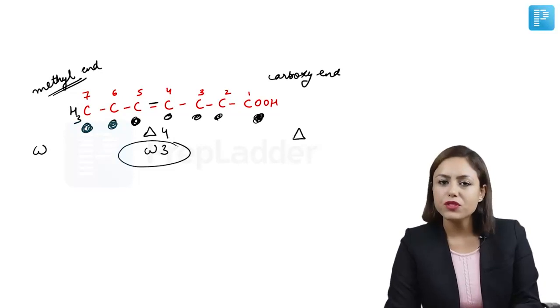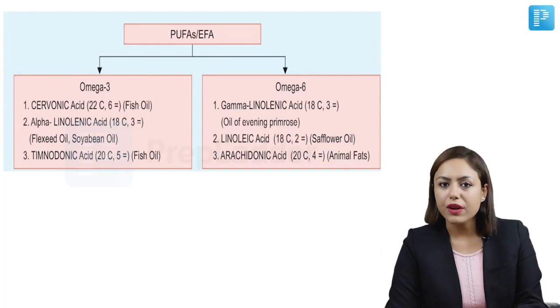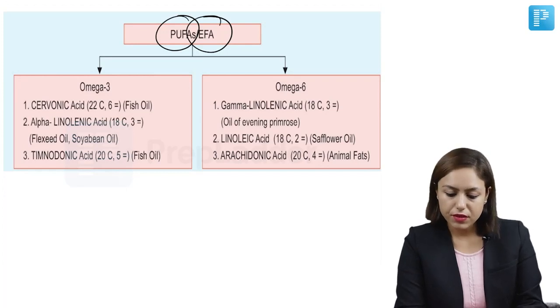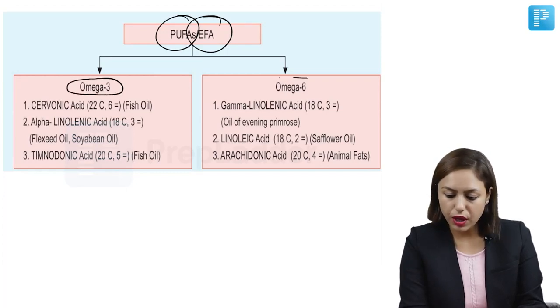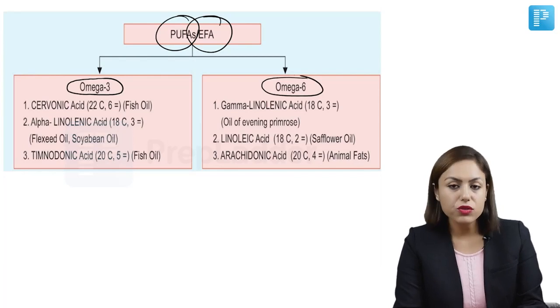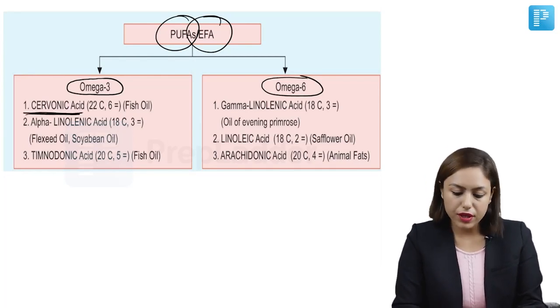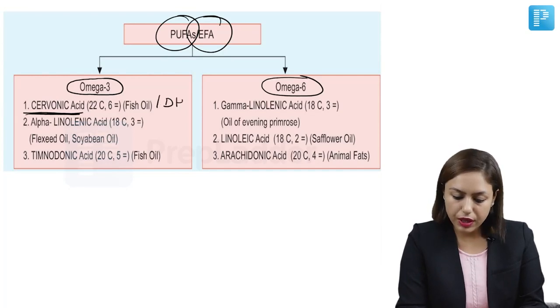So we divide PUFAs into an omega 3 category and an omega 6 category. Let's do 3 fatty acids in each category. So PUFAs or essential fatty acids have 2 categories, omega 3 and omega 6. In the omega 3 category, the first one is cervonic acid. Cervonic acid is also called DHA. What is DHA?